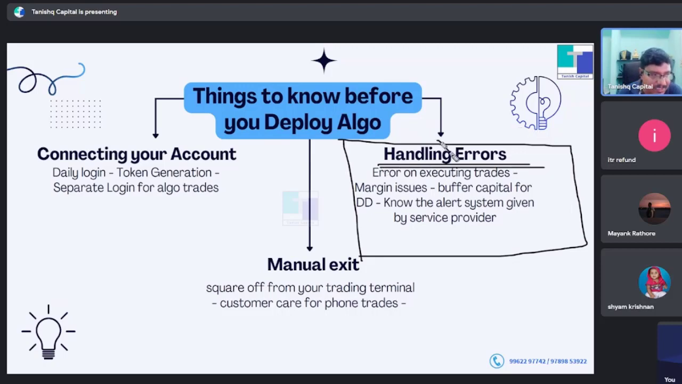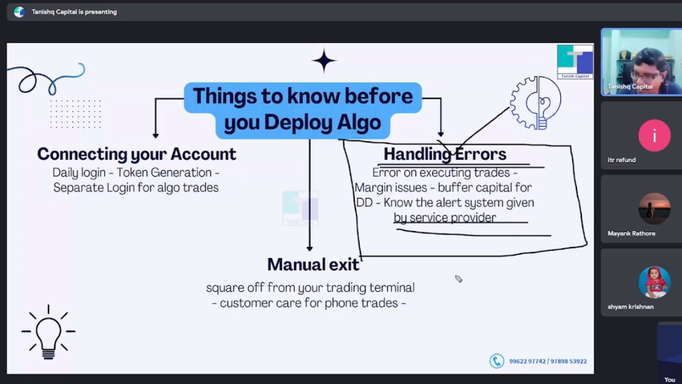Handling errors is the main key. Because during an error you should exit, but the algo will not exit. At that time, you have to contact the support team of your broker and exit, if you are not able to log in. The zero brokerage people will say, since you are not paying any brokerage, there is no support from our side. If you want to exit a position, please exit yourself, we don't have customer support. If you call, it will be a 15 to 20 minute waiting period. So those are the things you should concentrate on when it comes to zero brokerage.